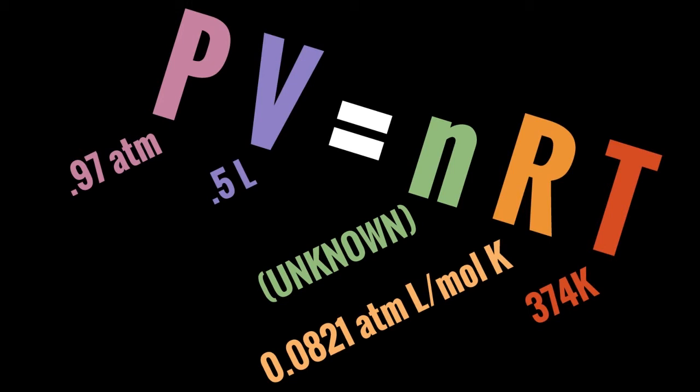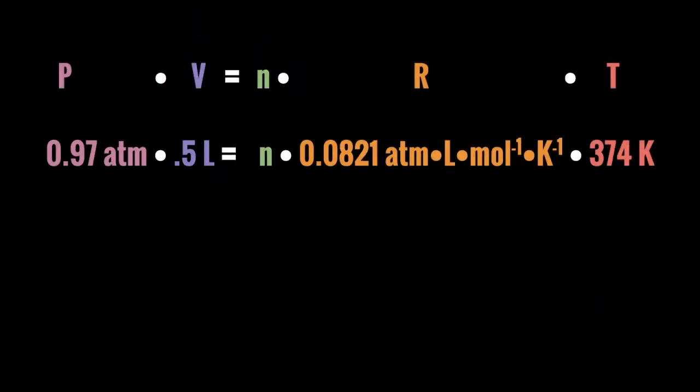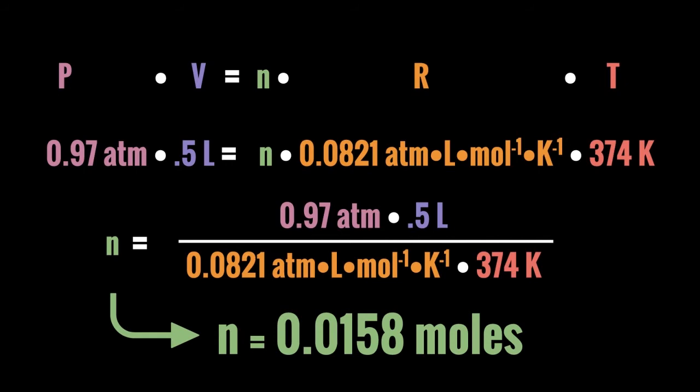Nice one, Wallace. Thanks, Pete. Okay, so basically we've rearranged the equation so that n is on one side, and then we just go through the calculations, and we get that n equals 0.0158 moles. But we're not done here. Why are we not done here, Wallace?